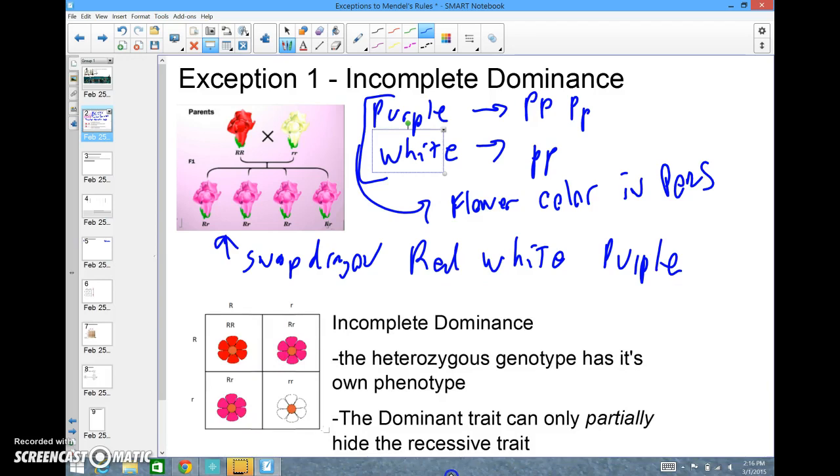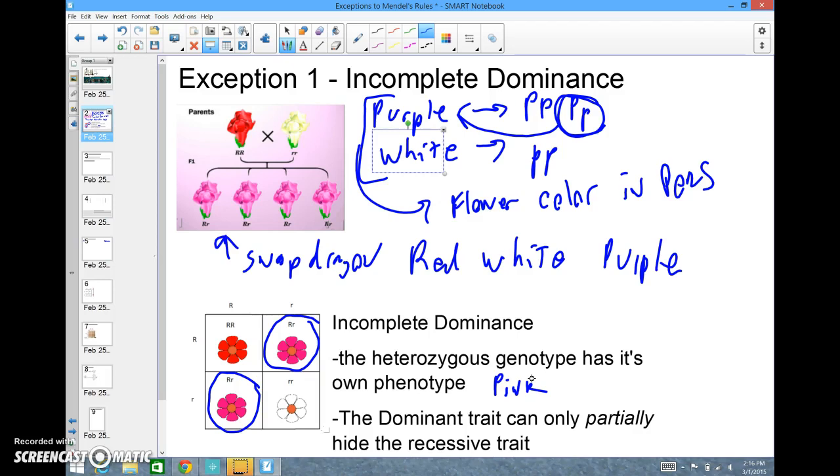And so the basic understanding here for incomplete dominance is that the heterozygous genotype is going to give you its own phenotype. So before, this heterozygous genotype right here would give you the dominant phenotype. But here, and you can see this in the Punnett square to the left, the heterozygous genotype is actually giving you a unique phenotype. In this case, it's pink.